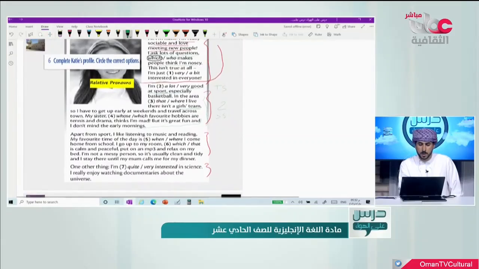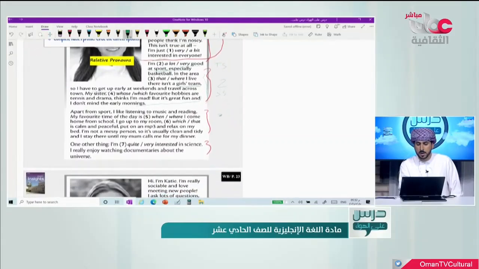The third paragraph also here, apart from sport, I like listening to music and reading. So this is what? This is the topic sentence of this paragraph. And the rest are what? Supporting sentences. Don't forget this.